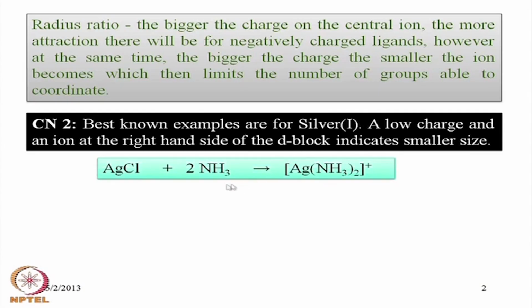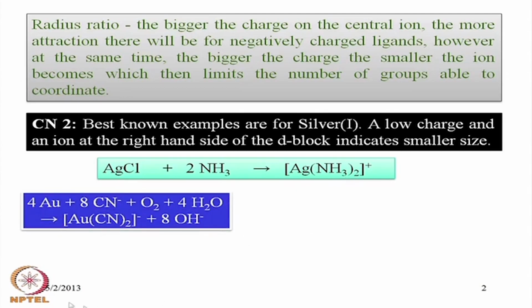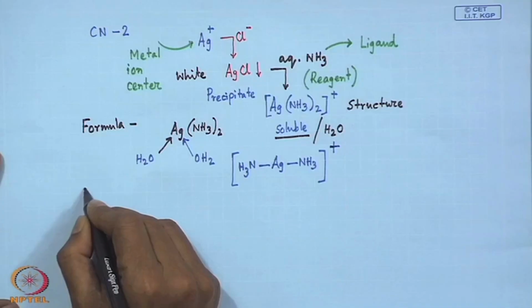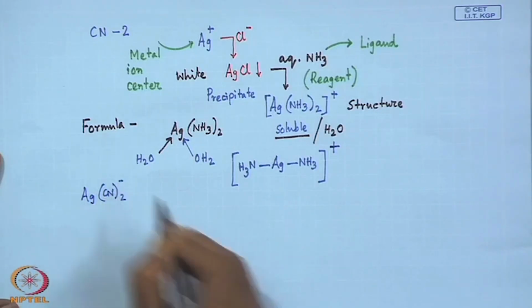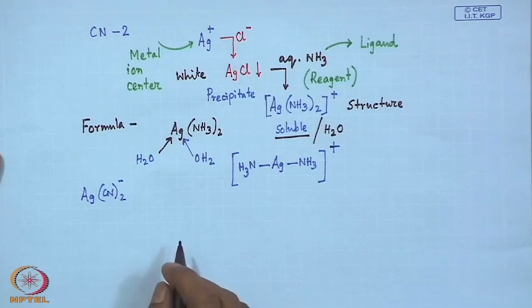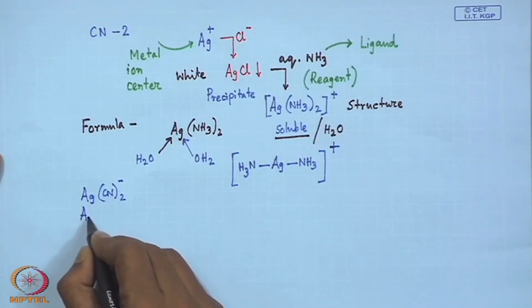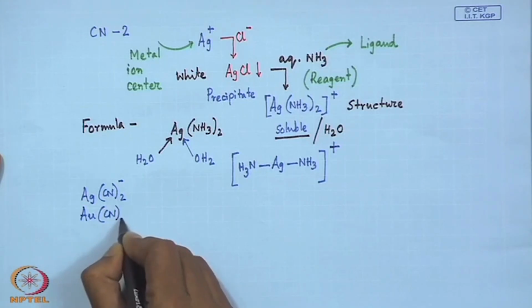And in this case, silver chloride reacts with ammonia giving Ag(NH3)2 plus, which we have seen just now. Similarly, if we change the ligand from ammonia to cyanide, we get another species where the ligand is the anionic one. So, what will be the corresponding structure if we have cyanide on silver or gold?